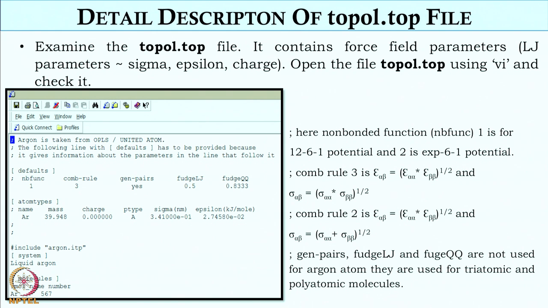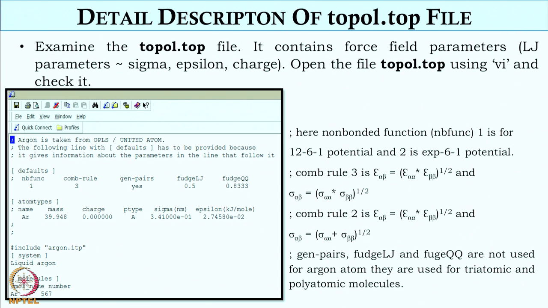1 stands for the type of potential model that we are using. Here we will be using the 12-6 potential, that is a Lennard-Jones plus Coulombic potential. There are other potential models as well, so we have to change it accordingly. 1 refers to Lennard-Jones. The second one is the combination rule.